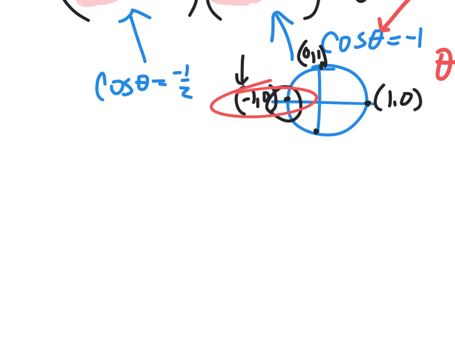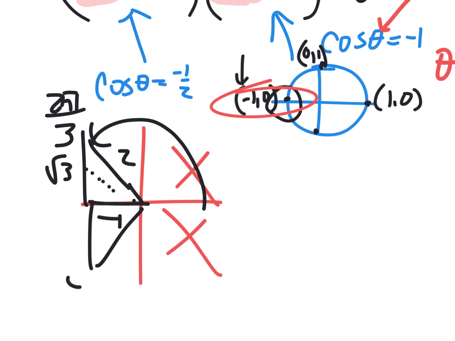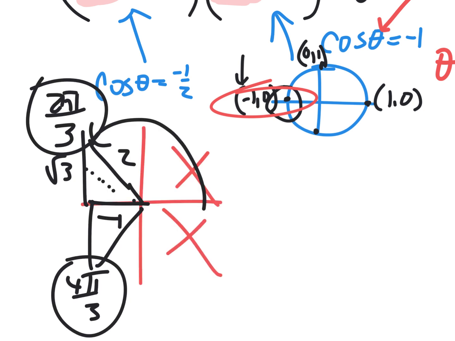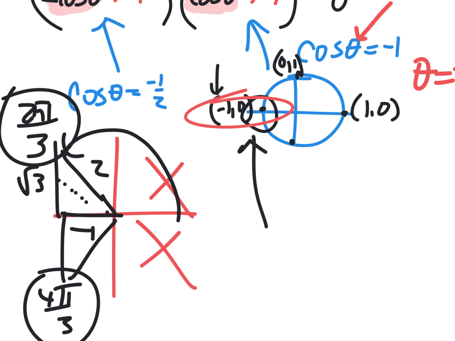And the other one would be 4 pi over 3, because it'd be down here. So there's my 3 answers: 2 pi over 3, 4 pi over 3, and pi.